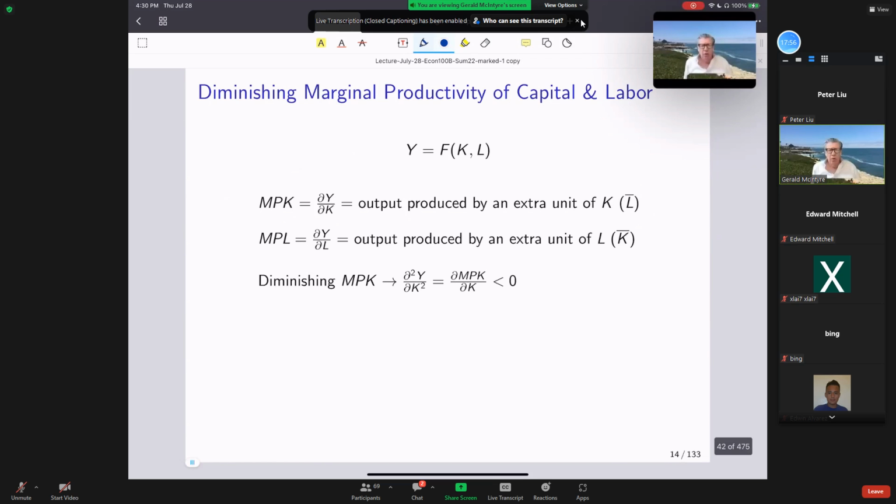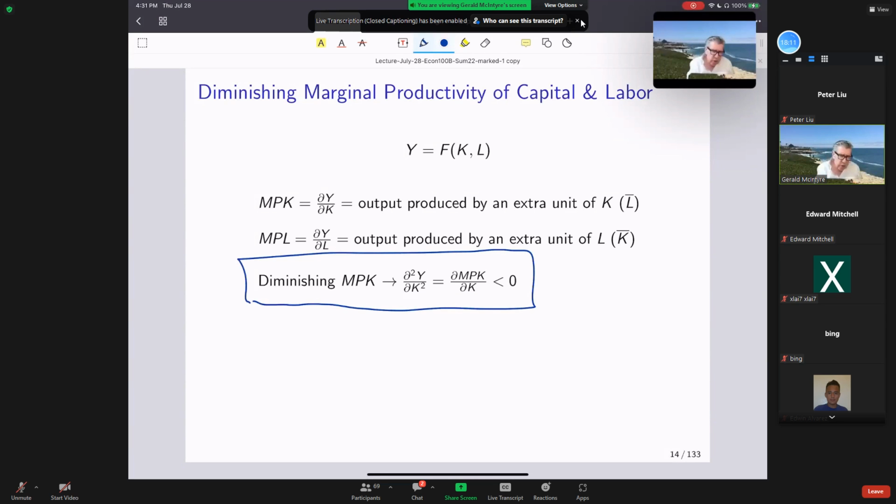Diminishing marginal productivity of capital means the second derivative is negative. The derivative of the marginal product of capital is negative. Okay, the derivative of the derivative is the second derivative, and this is the condition for diminishing marginal productivity of capital. The idea here is the following: as you add more and more machines to a given factory with a given number of labor, the factory starts getting crowded with machinery. The factory floor gets crowded.